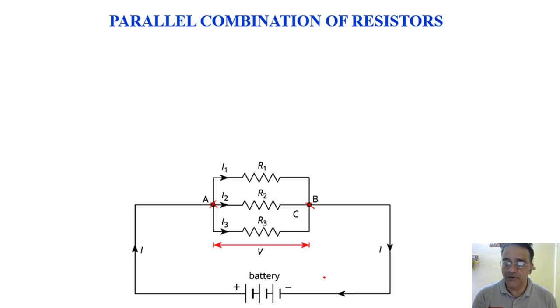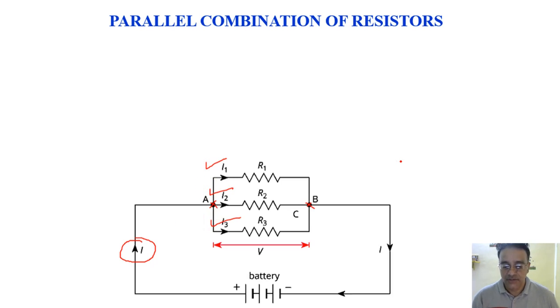Only the current will be divided, and the rule for current is similar to that of voltage in series: the sum of all the currents is equal to the current flowing in the circuit, that is, I is equal to I1 plus I2 plus I3.